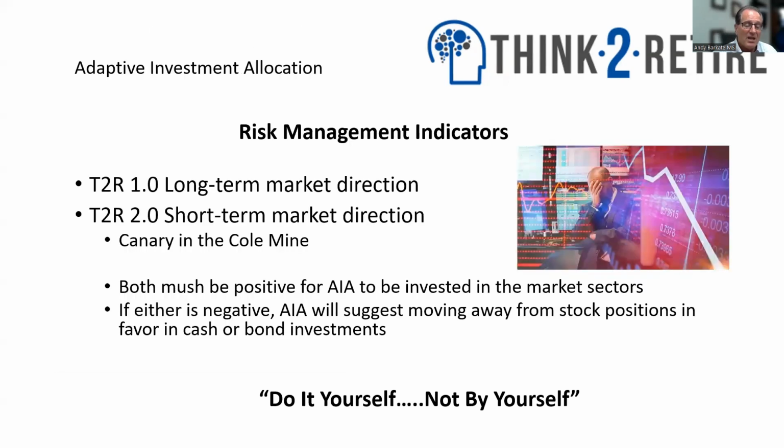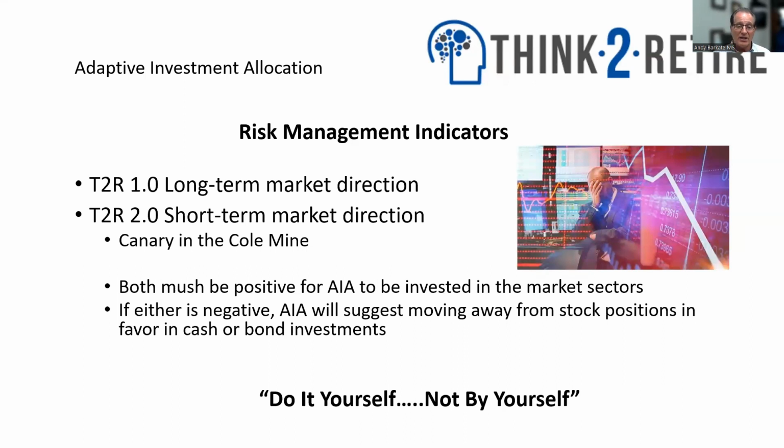Okay. There are 2 different risk indicators. There's T2R, or Think to Retire 1 and 2. 1 is more of a long-term indicator, watching the market over months and years and trying to draw some distinctions on if the market's in an up cycle or a down cycle. T2R 2.0 is more of a short-term indicator, a risk indicator, kind of the canary in the coal mine, and they work very well in conjunction with each other.